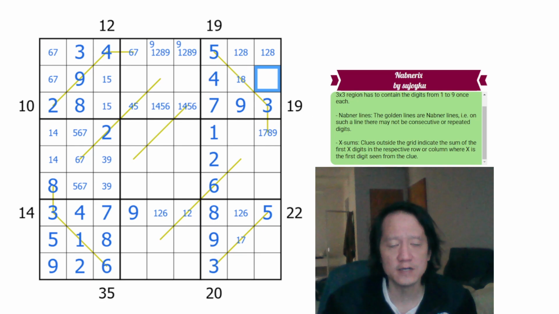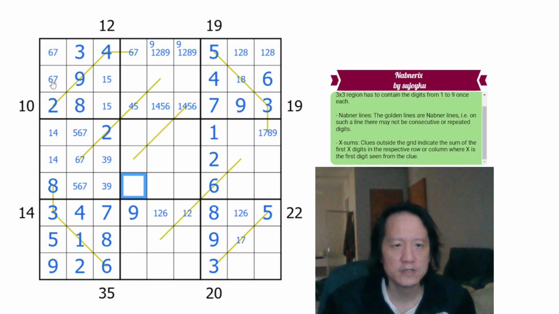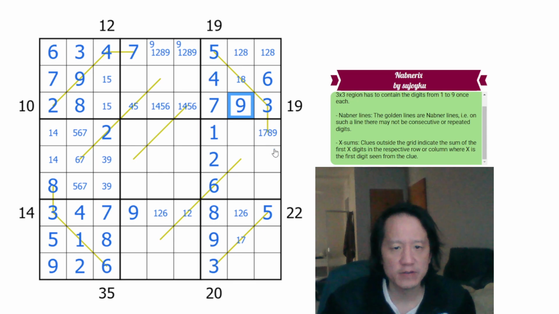What's the last cell in box 3? It has to be 6. So this can't be 6 anymore. So therefore, this is 7. This can't be 7. So this is 6, which makes this 7. So the 9 has to be one of those two. If this was, well, we don't know. No, we don't know.